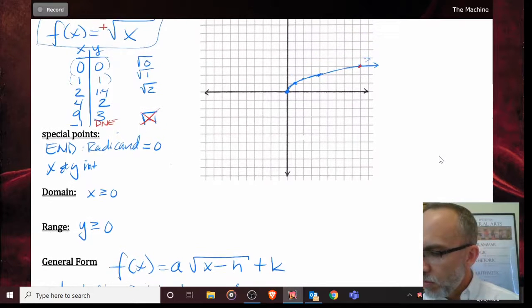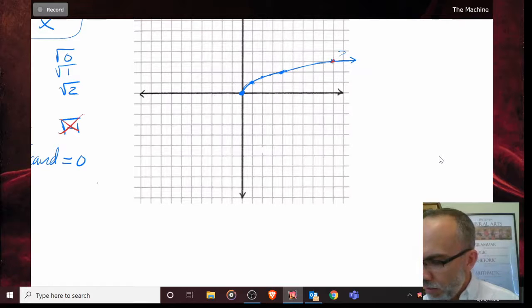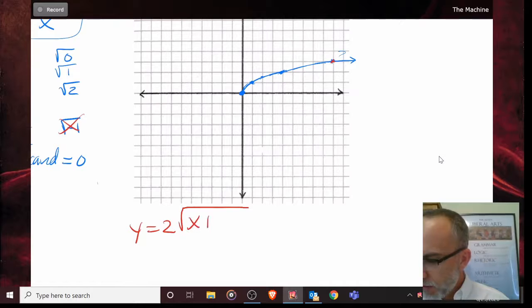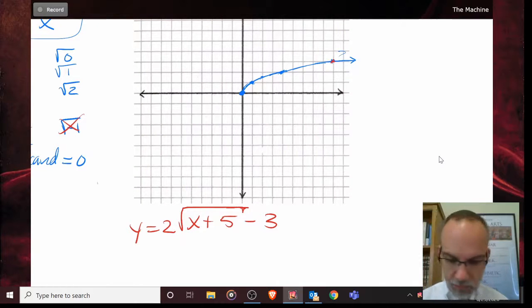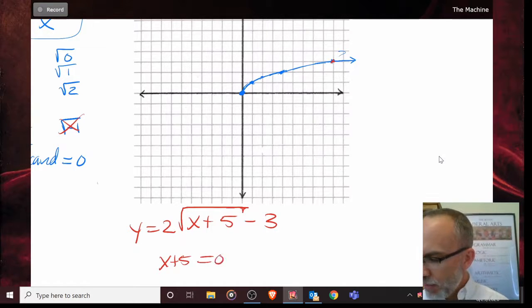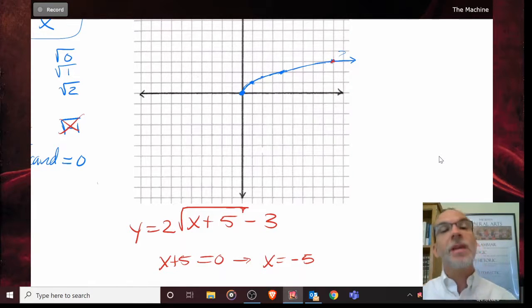So let me do another one here, say in red. I'll do y is equal to 2 times the square root of x plus 5 minus 3. And the square root ends right there. Okay? All right, so the most important point we need to find is the end. The end is where the radicand, and remember the radicand is right here, is equal to 0. So if I do x plus 5 is equal to 0, I get a value of x equals negative 5. That's the end of the train, so to speak, or the beginning of it, if you want to think about always going to the right, if it's set up this way.